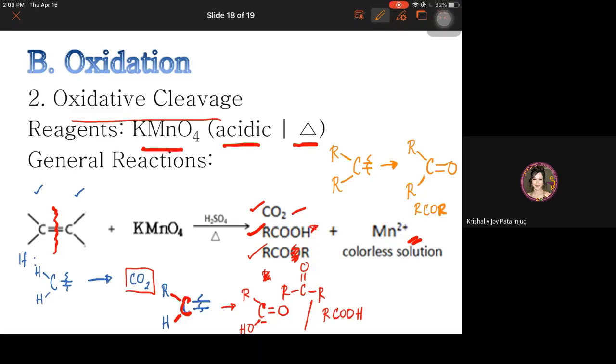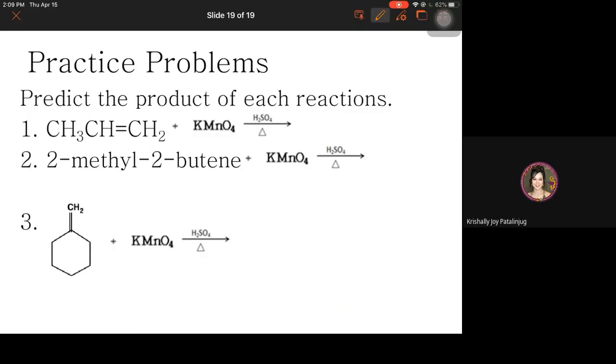Alright, I will try number 3. Then it's your part for number 1 and 2. So let me cleave the reactive site of the carbon. Again, the reactive site is the carbon-to-carbon double bond. You cleave it. You split it.